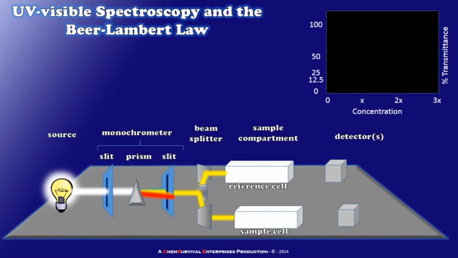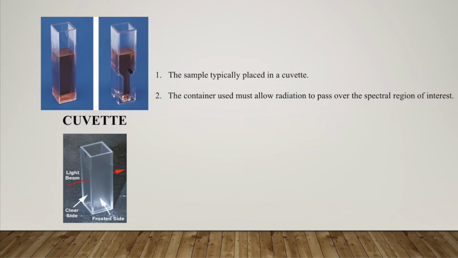These two beams of equal intensity will traverse a cell, a different one for each of course, one being the reference and one being the sample cell. As the beam exits these cells, it strikes the detectors, which are firing away, creating an electrical current. And you'll notice at the moment that the intensity of the light exiting both the reference and sample cells is identical. The sample will be placed in the cuvette, which is the container that must allow the radiation to pass over the spectral region of interest.